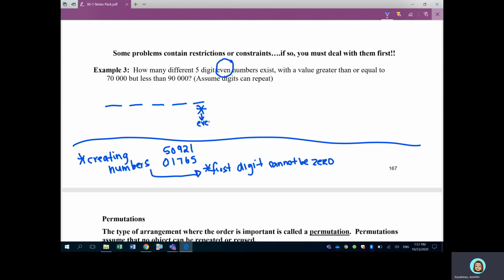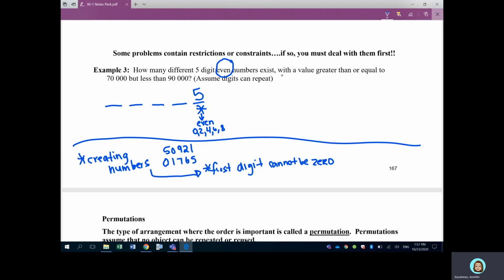It has to be even. That means that it has to end in a 0, a 2, a 4, a 6, or an 8. So we've got 5 choices for that last blank because we must create an even number. So that was a restriction, and we're going to start with that.